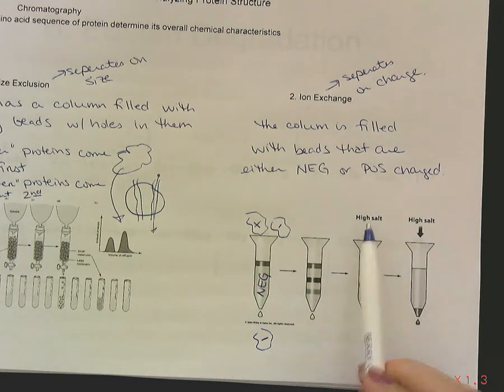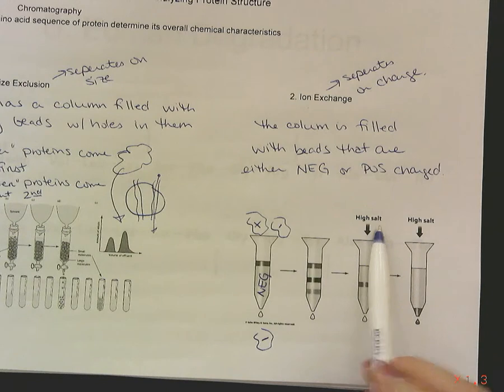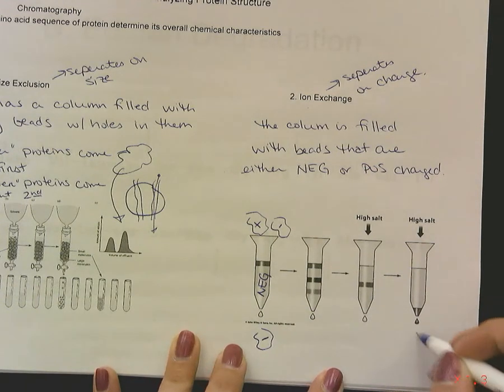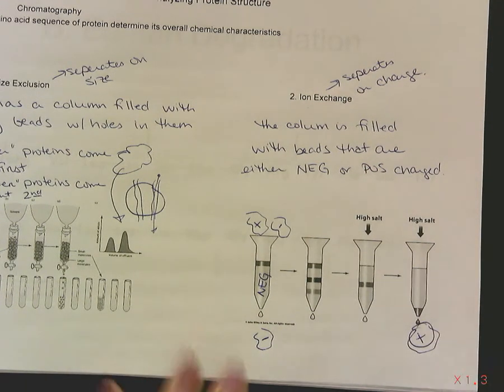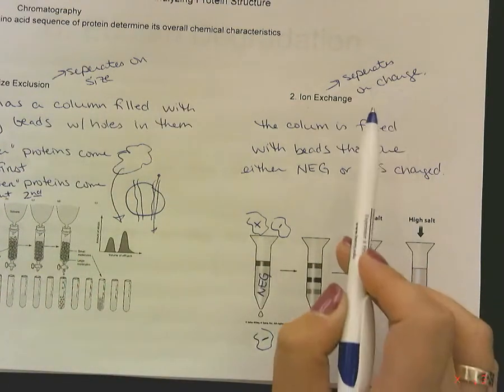So in order to get it off, that's what high salt is for. What I do is I add a ton of counter ion, and then the column would prefer the counter ion to the big blobby protein. So eventually, the big blobby protein comes out over here. So, one way to separate on size, one way to separate on charge.